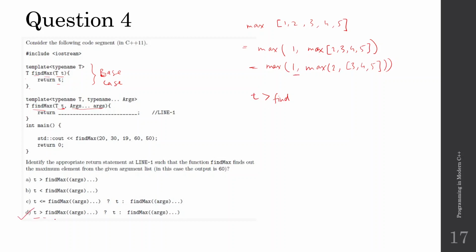If t is greater than the findMax of the rest of the list, where the small args variable stores the rest of the arguments, it means that the first argument is greater than the maximum of the rest of the list. Then return the first item, or else you return the maximum of the rest of the list. So if t is greater, you return t, else you return findMax of args. So D is the answer. If you replace it here, it will find the maximum.